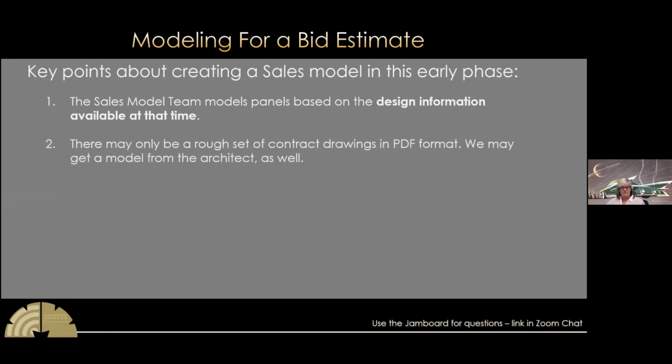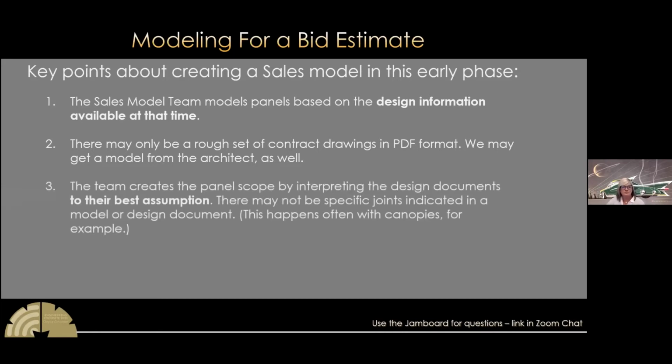There may only be a rough set of contract documents in PDF. We may have an architect's model; there are all kinds of different situations. One project that we worked on recently, all we had was a Rhino model, which basically comes in as one big mass, and it was maybe 25% complete. So there are all kinds of different scenarios for when we are starting these models and getting these panels in there. But they get that scope in based on their best assumption, discussing it in the daily huddles with the estimator and Jumpstart and everybody that's involved.